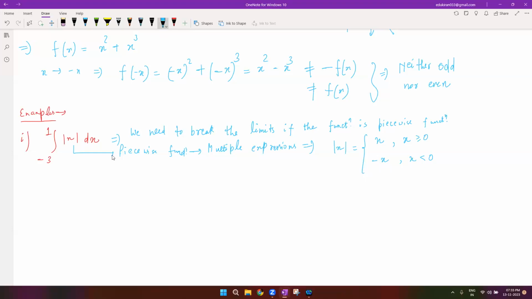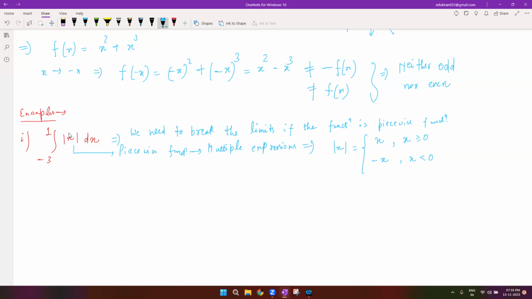Now, the uses. Please write all of this, please don't forget. The use of the third property is in case of piecewise functions. When your functions are piecewise, the most probable function will be modulus. The most used function in your syllabus will be modulus, right? Whenever you face any piecewise function, you first define that function, and only then will you be able to integrate it. Otherwise, you won't be.